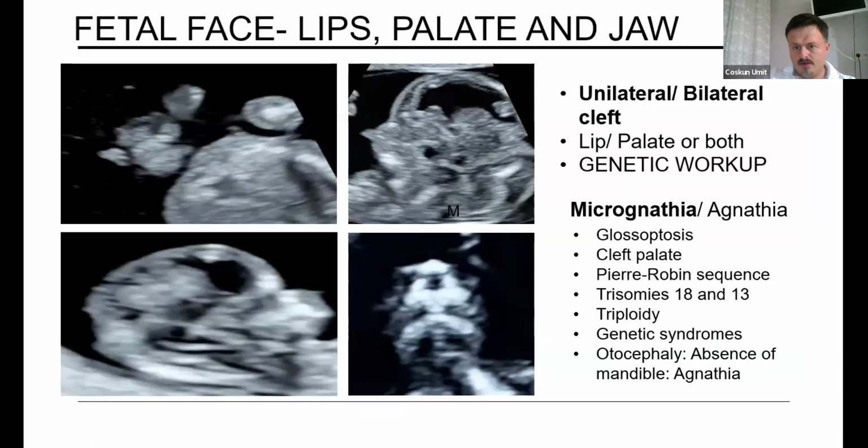Also Pierre Robin sequence, trisomy 18 and 13, triploidy, and genetic syndromes are very important. And otocephaly is a very severe case, absence of the mandible and agnathia. I have seen it only one time in my life, and it was a very bad finding.